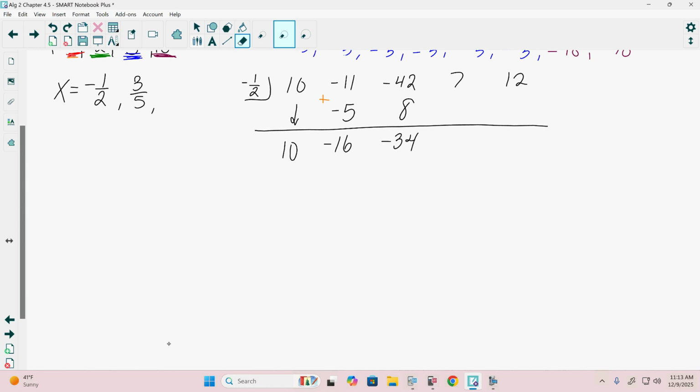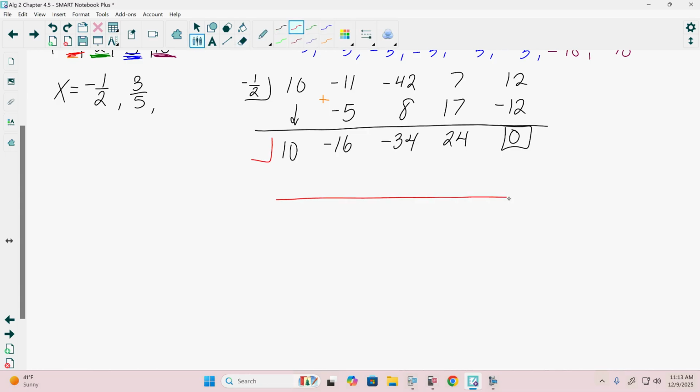Negative 42 plus 8 is negative 34. Negative 1/2 times negative 34 should be positive 17. 7 plus 17 is going to be positive 24. Negative 1/2 times 24 is negative 12. And negative 12 plus 12 is indeed 0. And it worked, and we knew it worked because the graphing calculator helped us find it.